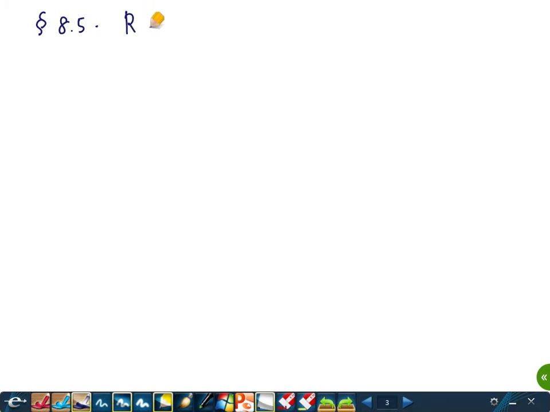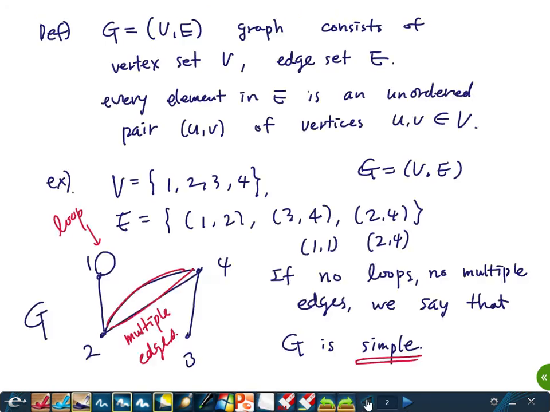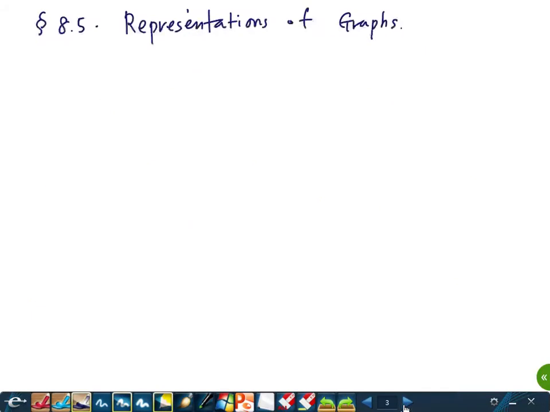So 8.5, representation of graphs. By definition, a graph consists of two sets, V and E. That is a graph, and I just represent the graph using a diagram like this. But there is another way of representing a graph, also very useful.